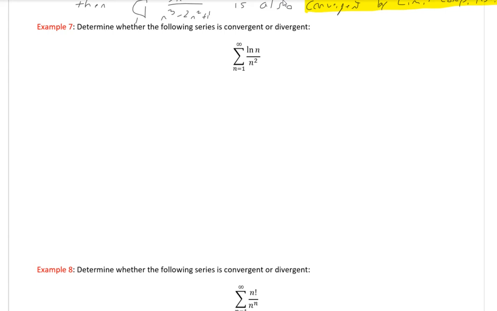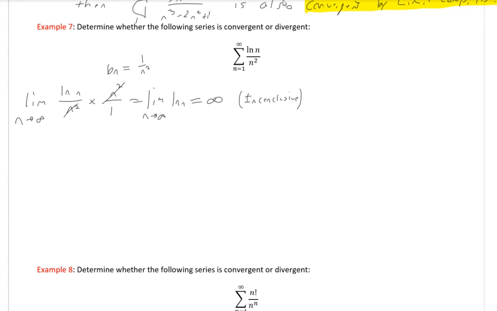Maybe I want to compare this to 1 over n squared. So, the limit as n approaches infinity of natural log of n over n squared, and if I'm comparing to b sub n equals 1 over n squared, then I'm going to evaluate that as times n squared over 1. That limit cancels out those n squareds, and we have the limit as n approaches infinity of natural log of n, which goes to infinity. So that's inconclusive. The limit comparison test doesn't really work with that.